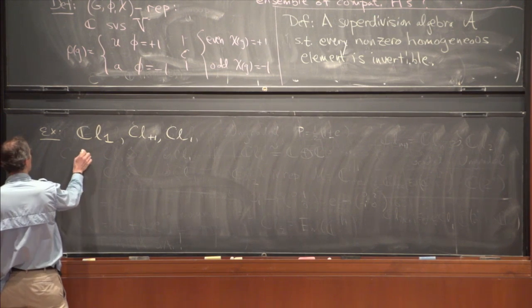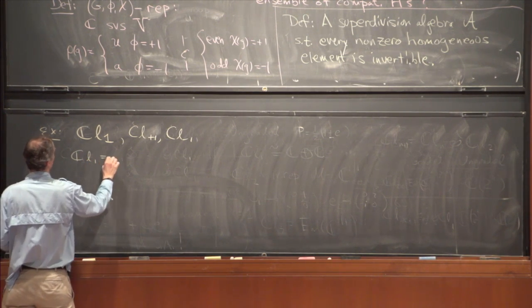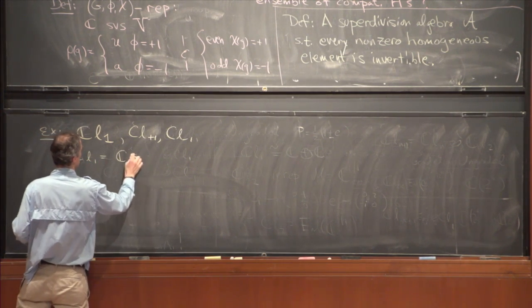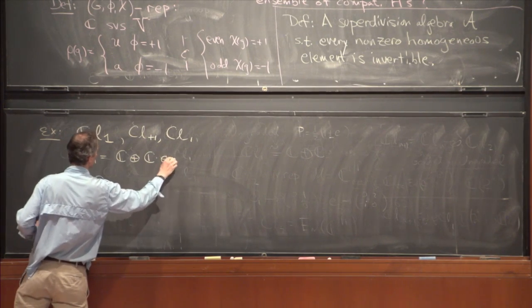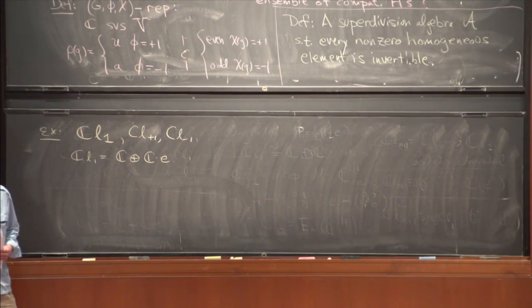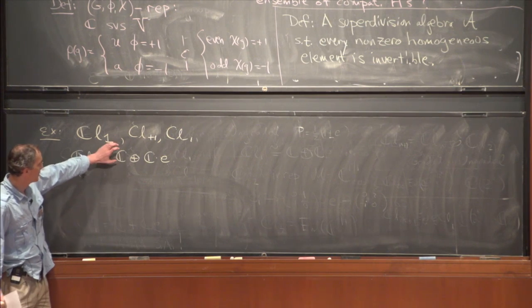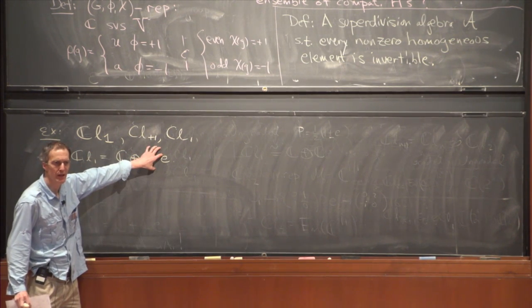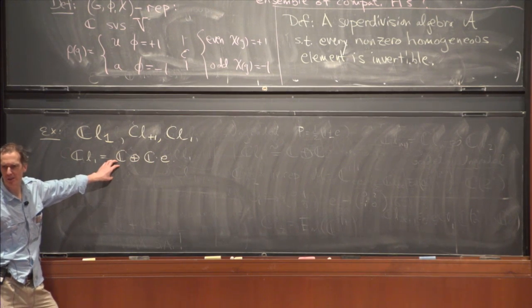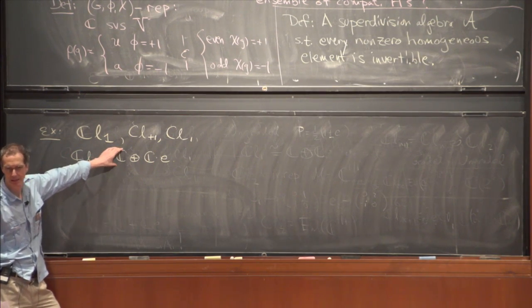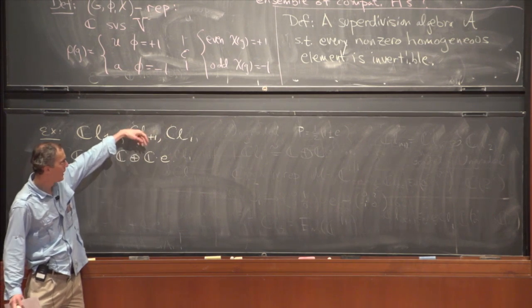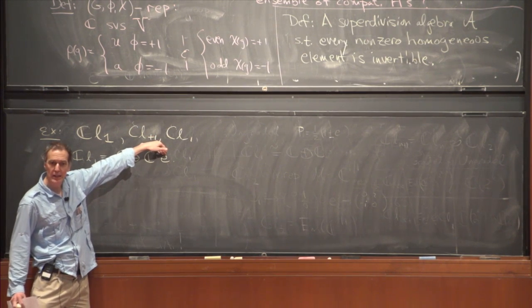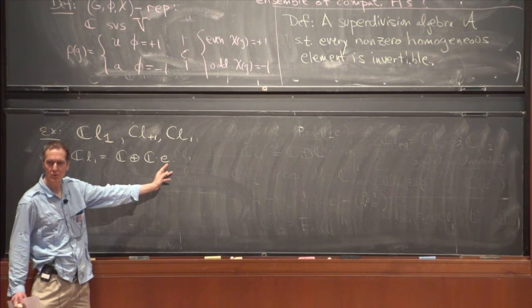And now why is that? Well, because as a supervector space, it's C direct sum C times E. So a homogeneous vector lives here or here. And if it's not 0, it's clearly invertible. If something is not 0 here, it's obviously invertible. If it's non-zero and odd, it's also invertible because E squares to 1.